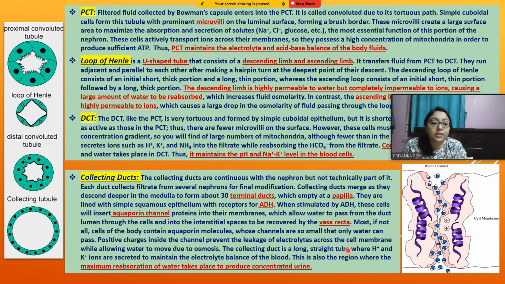So positive charges, so this is the structure of an aquaporin. There are positive charges inside the channel. These charges prevent the leakage of electrolytes across the cell membrane, while allowing only water to move through via osmosis. So the collecting duct, like I've already said, is a long straight tube where hydrogen and potassium ions are secreted to maintain the electrolyte balance of the blood. This is also the region where maximum reabsorption of water takes place to produce a concentrated urine.